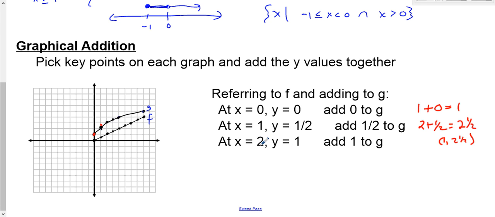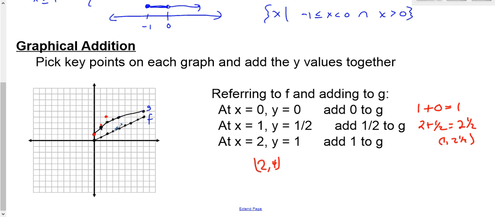At x equals 2, I have y equals 1 for my f function. So I'm going to add 1 to my g. Well, my g is at 1, 2, 3. If I add 1, I'm at 4. So I'm going to plot a point at 2, 4. So I'm going to continue doing that.